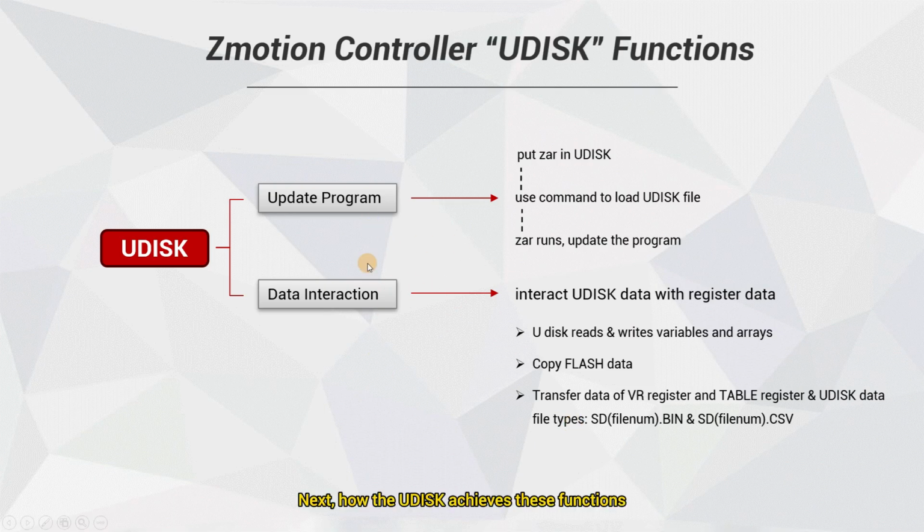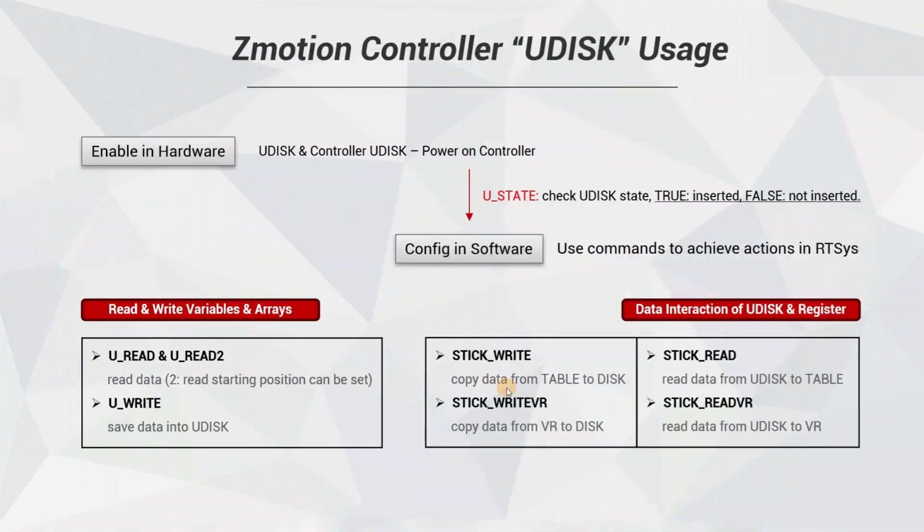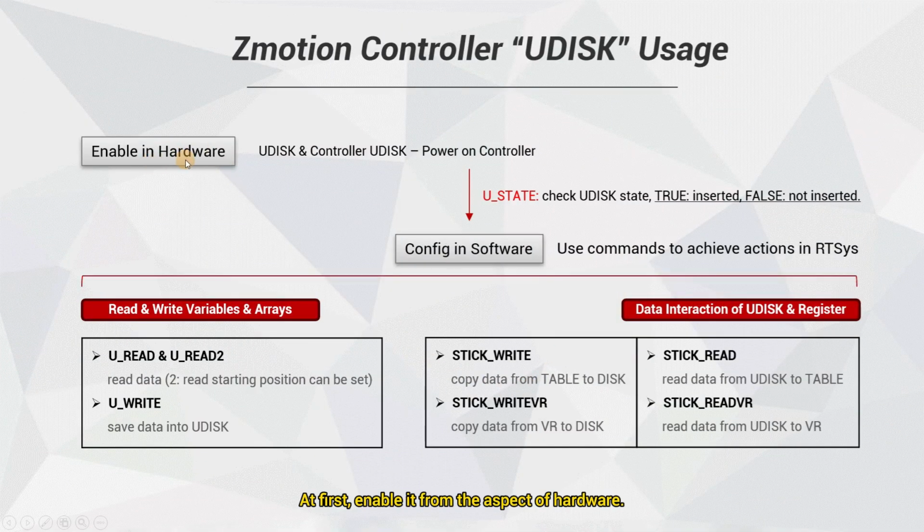Next, how does the UDISK achieve these functions? At first, enable it from the aspect of hardware. That is, insert your UDISK into the controller's UDISK port and power on the controller. Then the controller's UDISK LED will be on. Next, do some software configurations, which means using the corresponding commands.